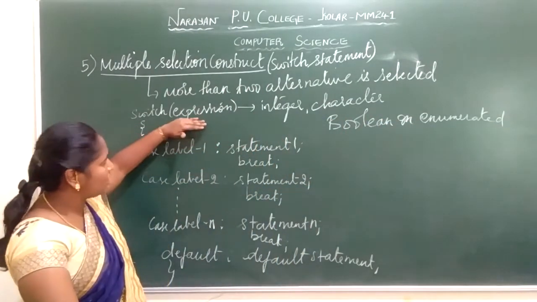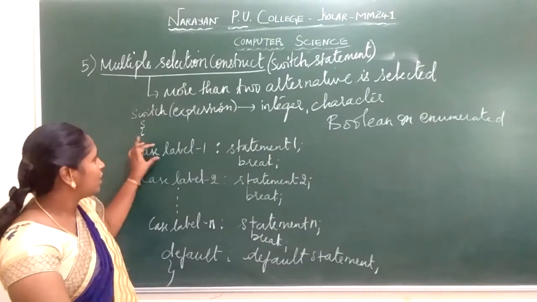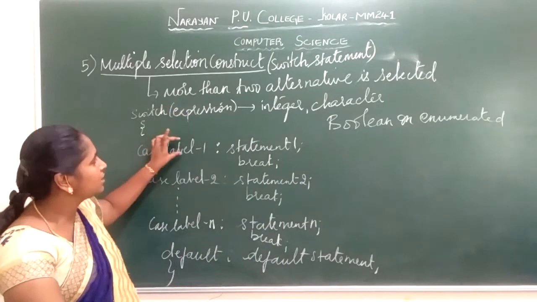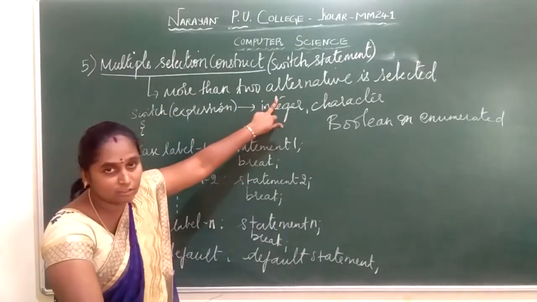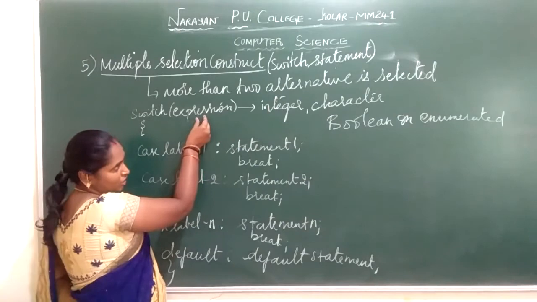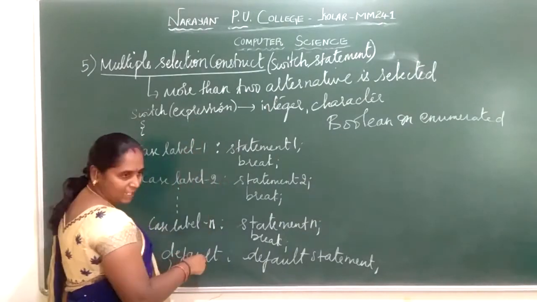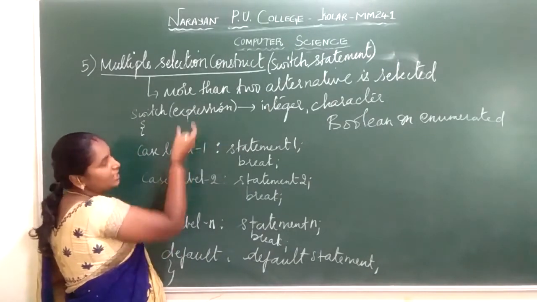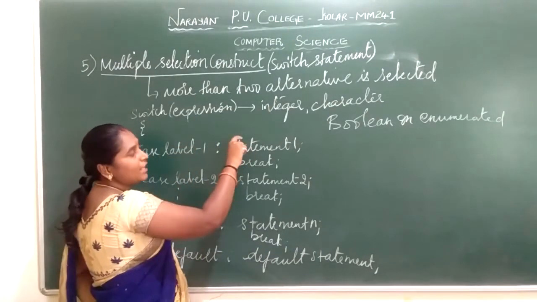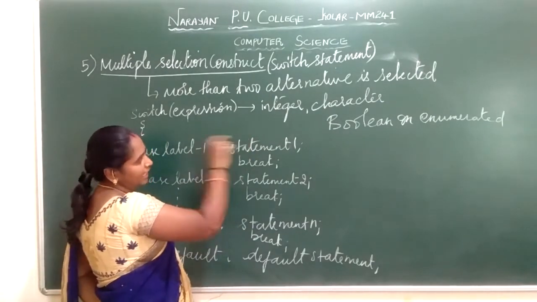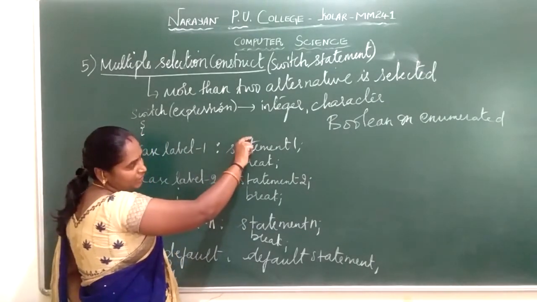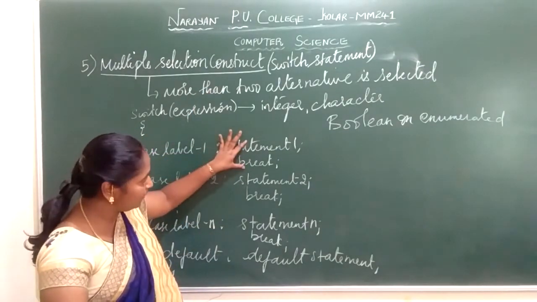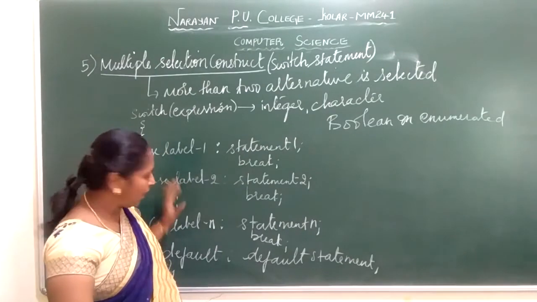So the value given in the expression is going to be checked against each case label. If the value of the expression matches any one of the case labels, for example case label 1, then the set of statements present in case label 1 is executed. That statement 1 is executed. If the expression doesn't match label 1, then it's going to check for label 2, and so on up to n.